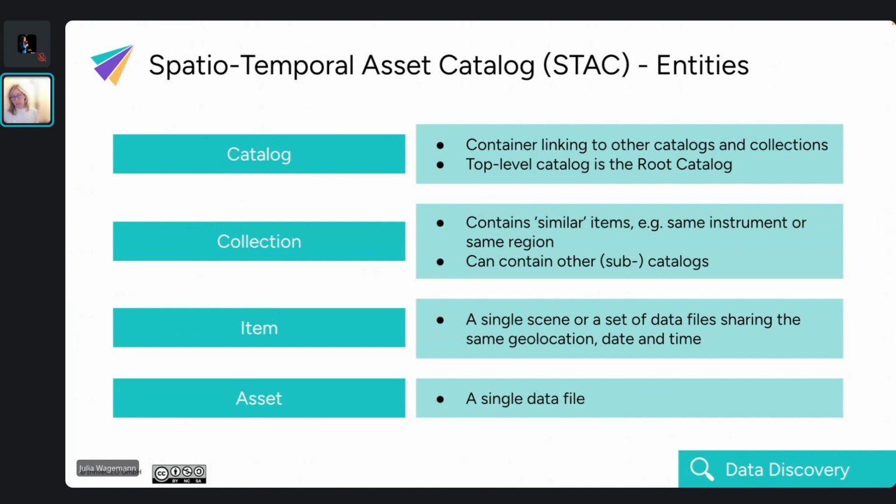And then in each collection, there is an item. This is usually a single scene or a set of data files that share the same geolocation, date, and time. Each item is then linked to an asset, which is a single data file. So this is how STAC is organized, from catalog to collection to item to asset.